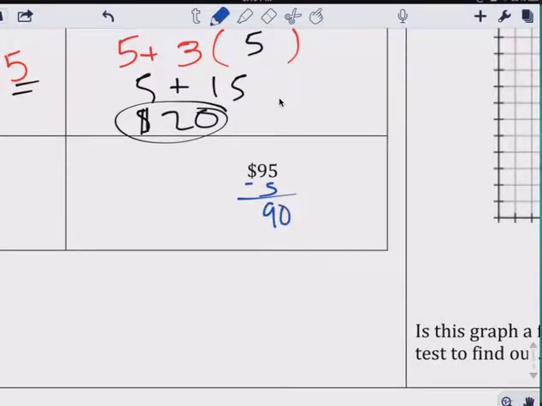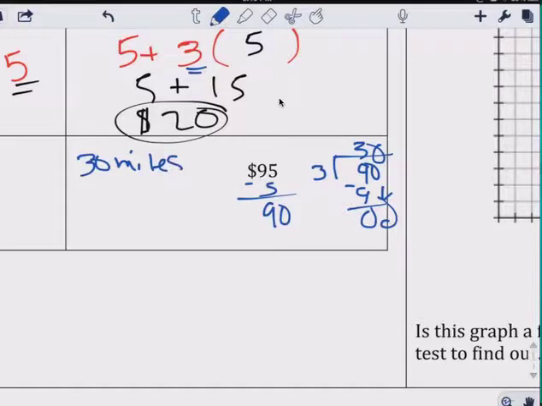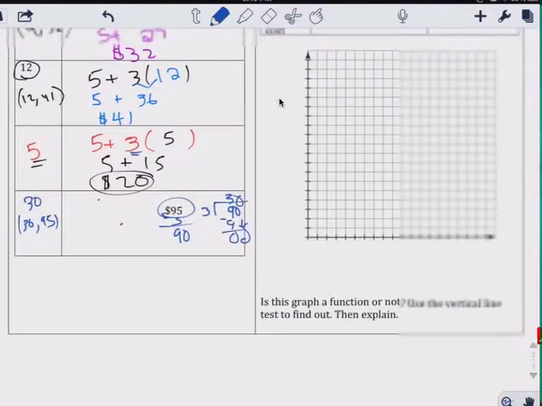That gives you $90 left. Okay, $90, well, there's $3 for each mile. So in order to determine how many miles you went, you need to divide 90 by 3 and get 30 miles. So your ordered pair here is 30 and your answer of 95. Okay, then you graph that.